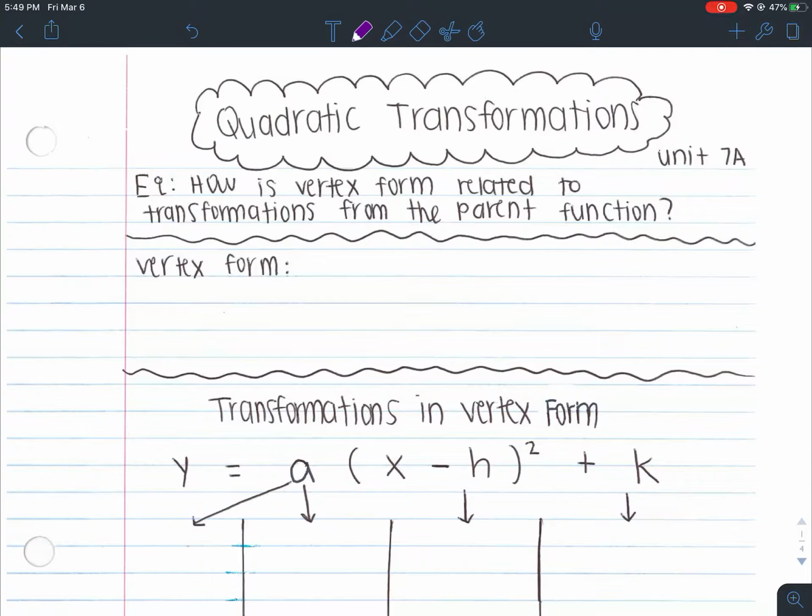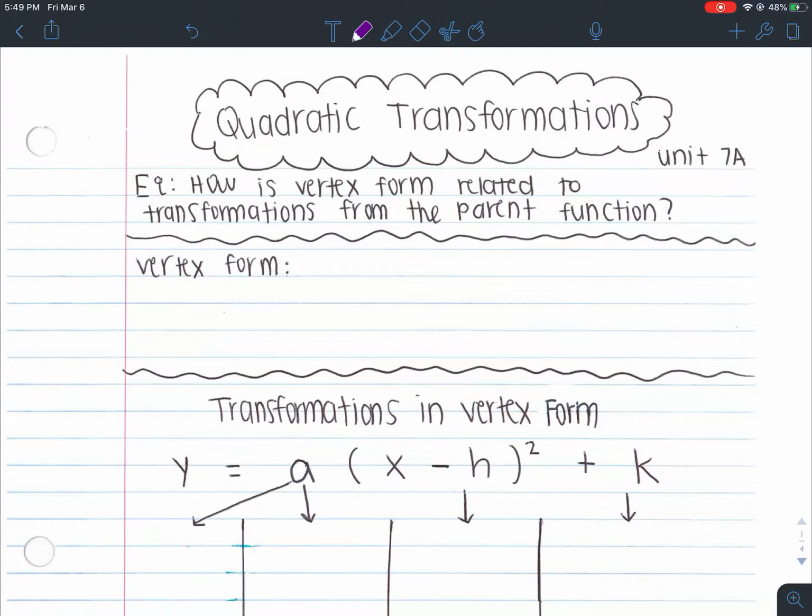We're in Unit 7a. Our essential question is, how is vertex form related to transformations from the parent function? So our essential question has a couple of things in there that are key for this lesson. First, it talks about vertex form. Well, that's something that we already know. And then it talks about transformations. Now, transformations we saw in Unit 4 with lines. And then we see parent function. Well, what's a parent function?